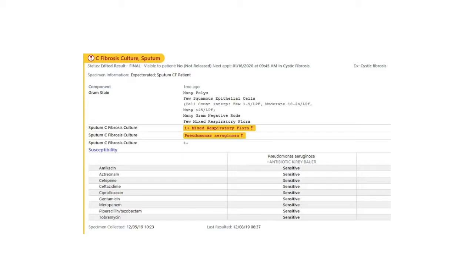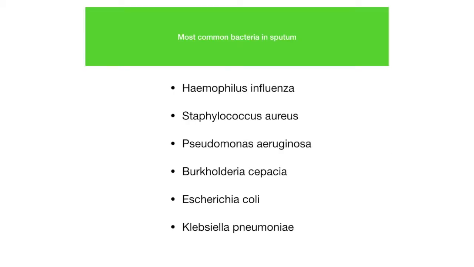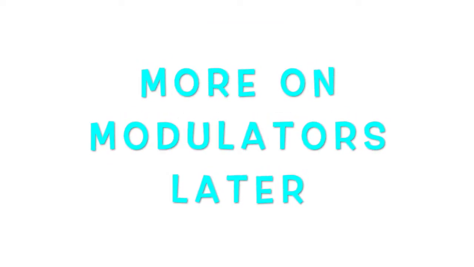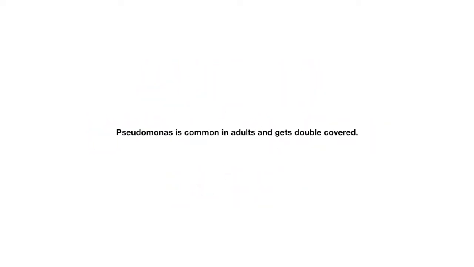The most common bacterial pathogens in the sputum are Haemophilus influenzae, Staph aureus, Pseudomonas aeruginosa, Burkholderia cepacia, E. coli, and Klebsiella. Always obtain a fresh expectorated sputum sample during each admission if it has not already been done in clinic prior to the patient's arrival. Patients are often skilled in providing an adequate sample. There are some patients, including those on modulator therapy, who are unable to provide an adequate sample and will often need to be swabbed.